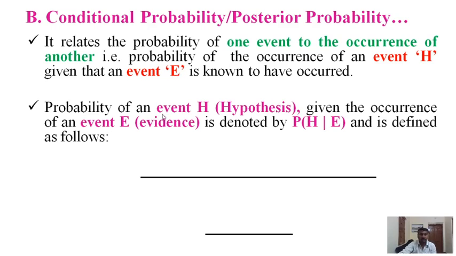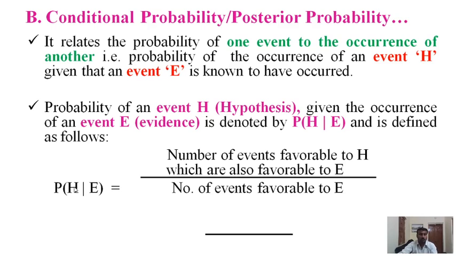So the probability of event H, the hypothesis, given the occurrence of an event E, the evidence, is denoted by P(H|E) and is defined in this manner. P(H|E) is equal to the number of events favored to H which are also favored to E, divided by the number of events favored to E.